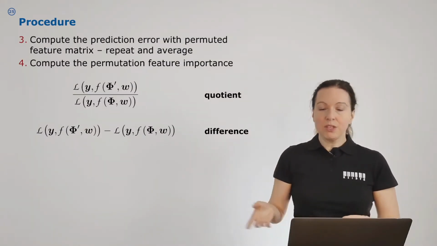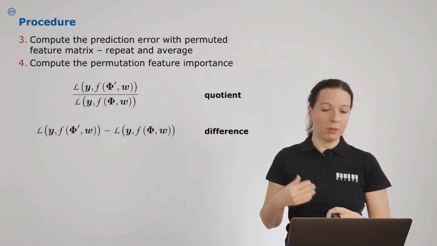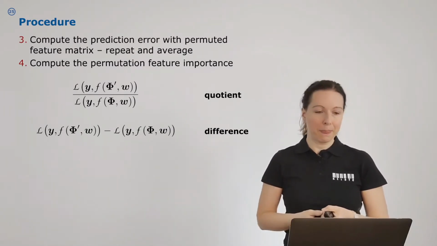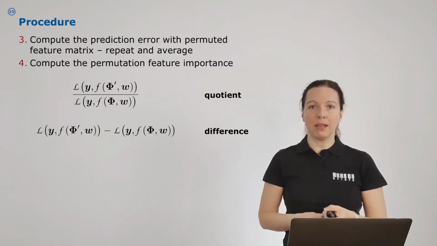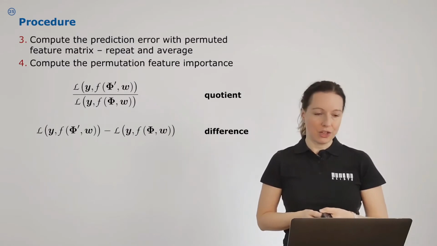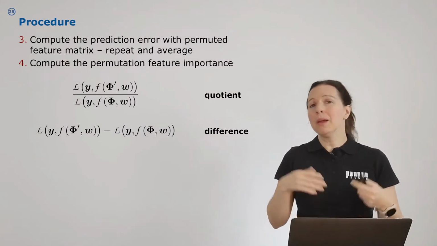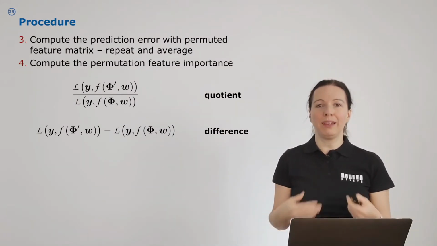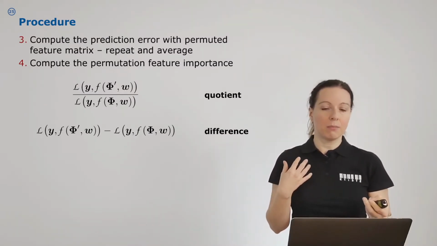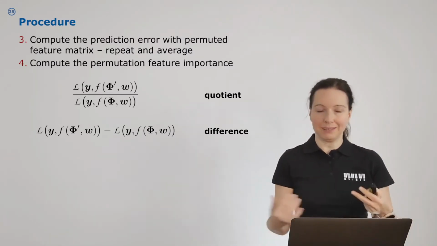So the remaining procedure after the permutation is that you compute the prediction error with a permuted feature matrix, and then you repeat and average it. So you do these random swaps and then you recompute how the error actually changes, and you do this with a lot of samples. Of course, if you do it in a complete way, it means a lot of computation. So normally there's some randomization in it, so that it is approximated.